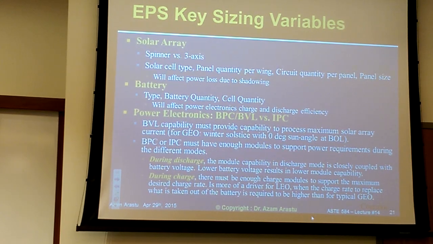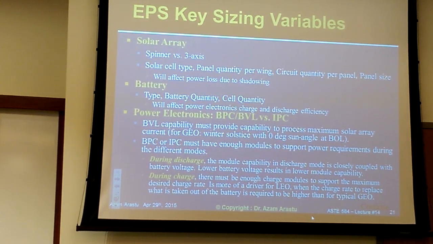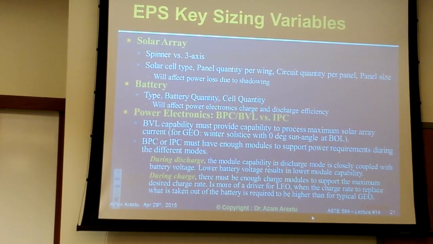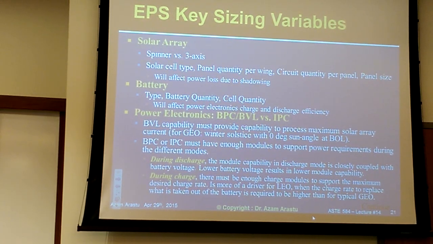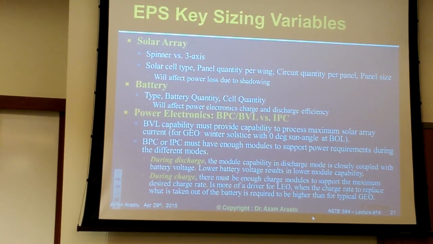Same thing for batteries. Mass, number of cycle life, charge, discharge profiles. Power electronics, we talked about different topologies, the charging controllers, discharge controllers, shunt controllers or battery voltage regulators, all those considerations, again, both discharge and charge rates.